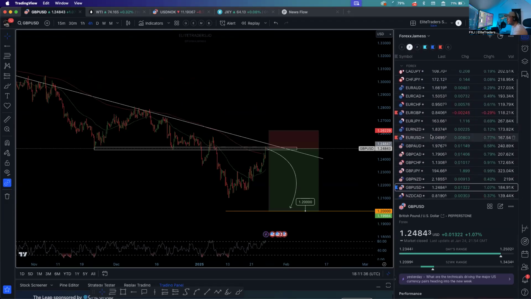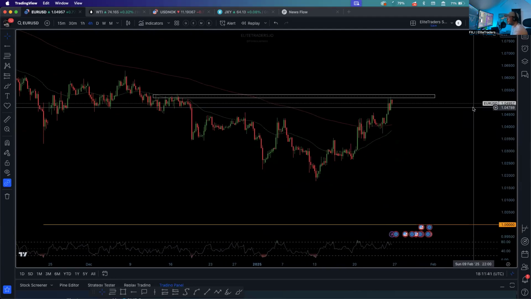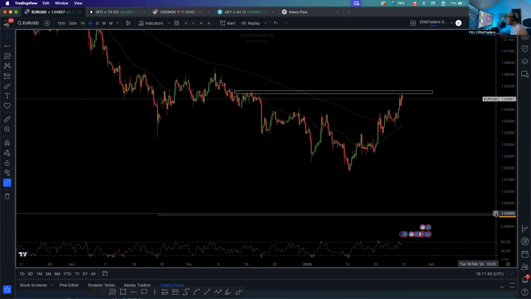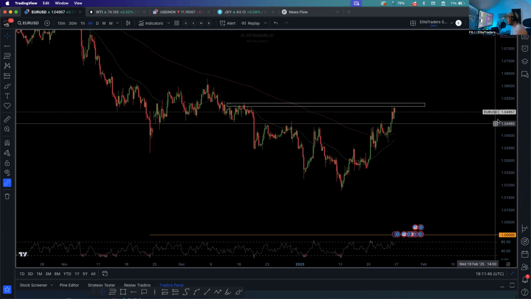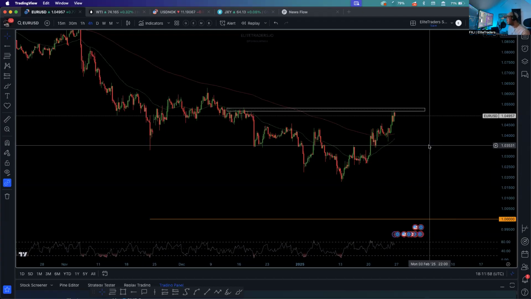Similar thing here with euro dollar. It's basically the same setup. Obviously, euro dollar and pound dollar move in a very similar way. Parity is still in view, although I'm changing my idea a little bit. I've been saying that we're going to see parity very quickly. I thought we would see it within the end of Q1 to mid Q2 this year. That's what I've been saying since September, November last year.